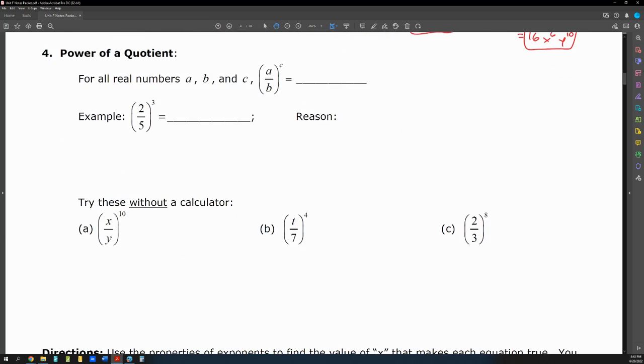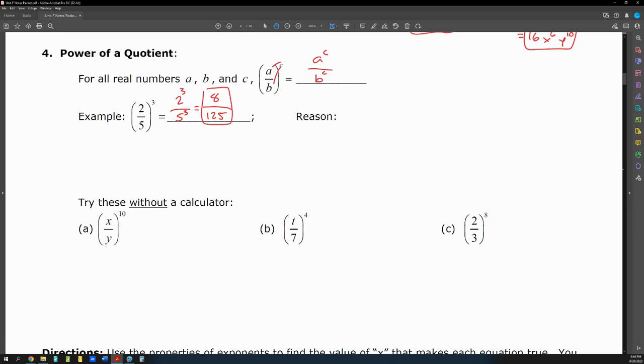And now let's take a look at the power of a quotient. So again, for all real numbers a, b, and c, if we raise the quotient of a and b to the power c, then that is equal to a to the power c over b to the power c. We can distribute that exponent to both the numerator and denominator. So an example, 2/5 cubed is equal to 2 cubed over 5 cubed, which let's go ahead and evaluate both of those. 2 cubed is 8, or 2 times 2 times 2. And 5 cubed is 125, or 5 times 5 times 5.